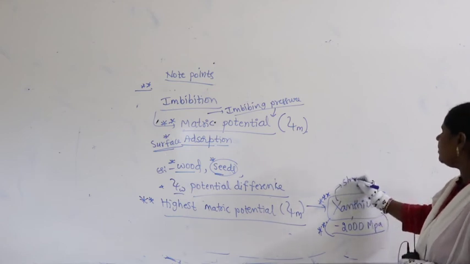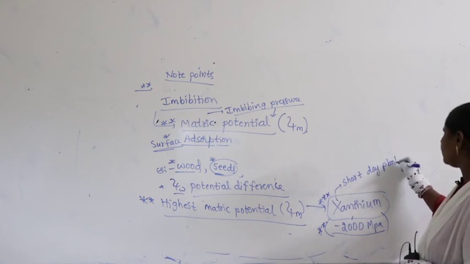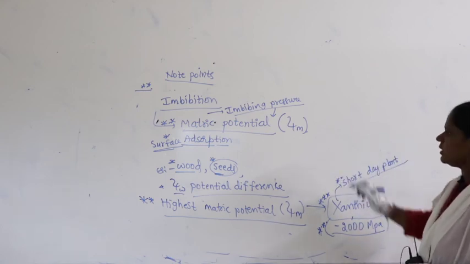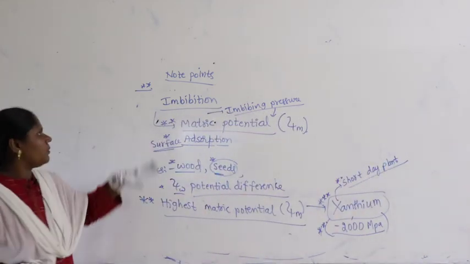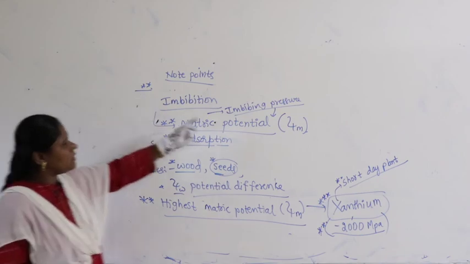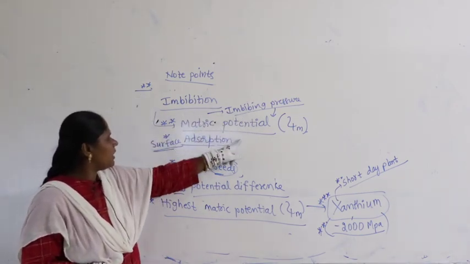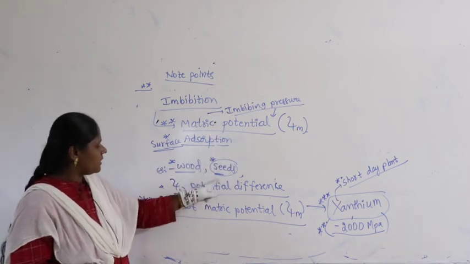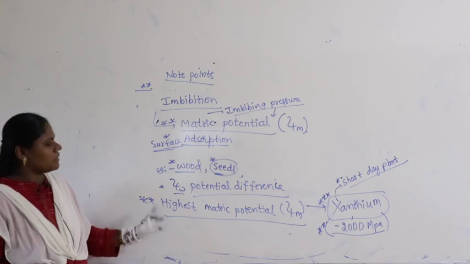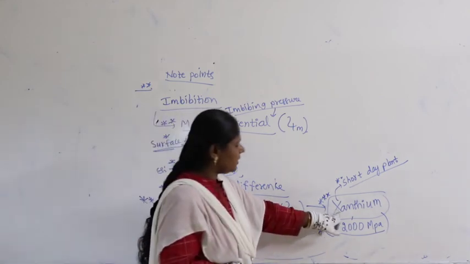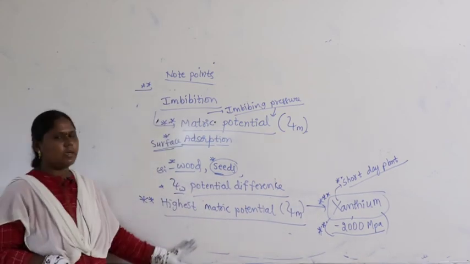And try to remember, xanthium is a short day plant. Xanthium itself is nothing but what? A short day plant. So, when you look at the matrix potential in imbibition, the pressure exerted on the surface of the adsorbent is called matrix potential. Wood and seed you can take as examples. Water potential difference is a must, and the highest matrix potential we find in xanthium, minus 2000 megapascals, which is a short day plant.